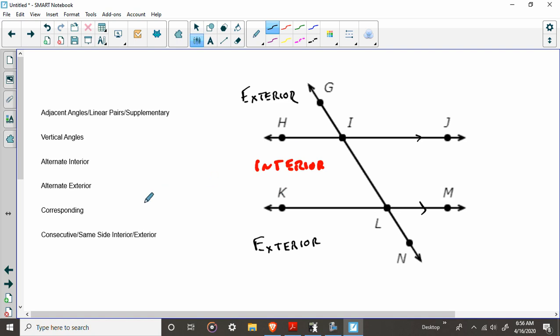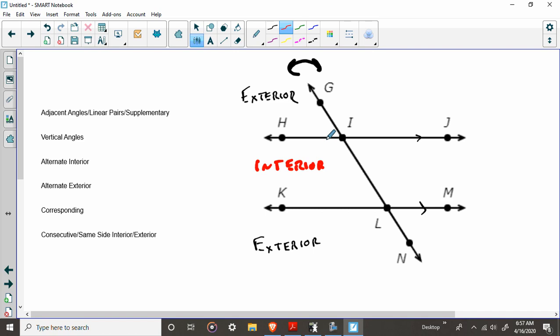Now, when we say alternate, what we mean is bouncing back and forth. To alternate is to go back and forth. If you're playing cards against an opponent, you alternate, you go back and forth. So again, what are we talking about? We're talking about going back and forth across this transversal here. So when I say alternate interior, what that means is that they are on the opposite sides. They go back and forth on the interior. So you have two sets of alternate interior angles here.